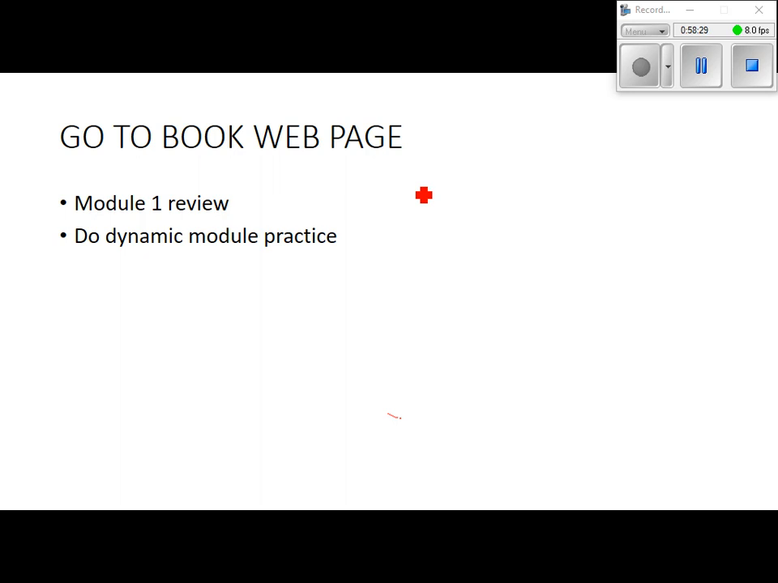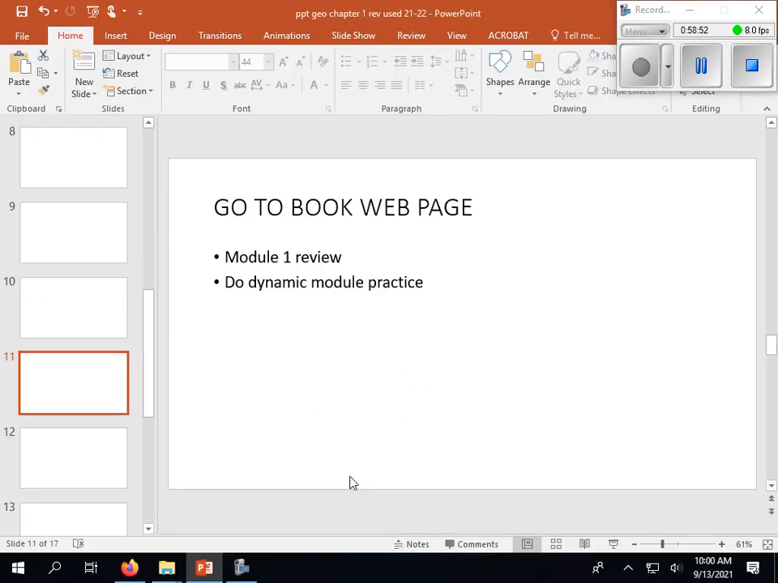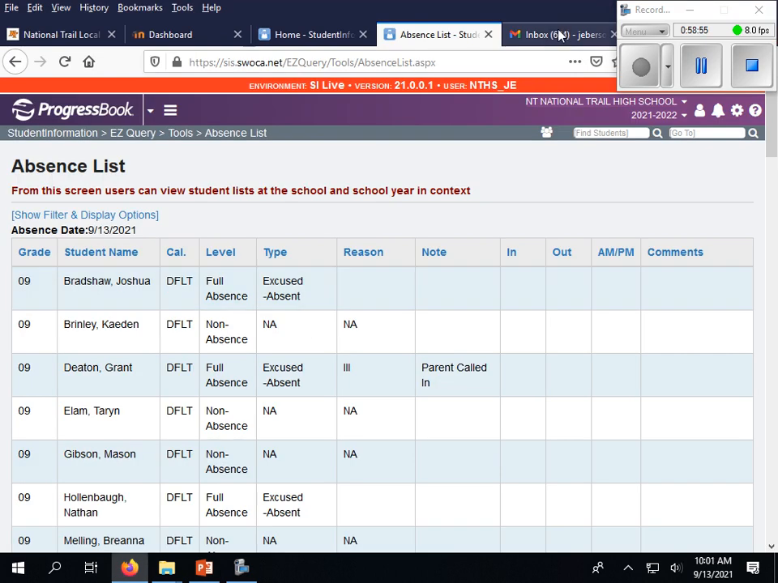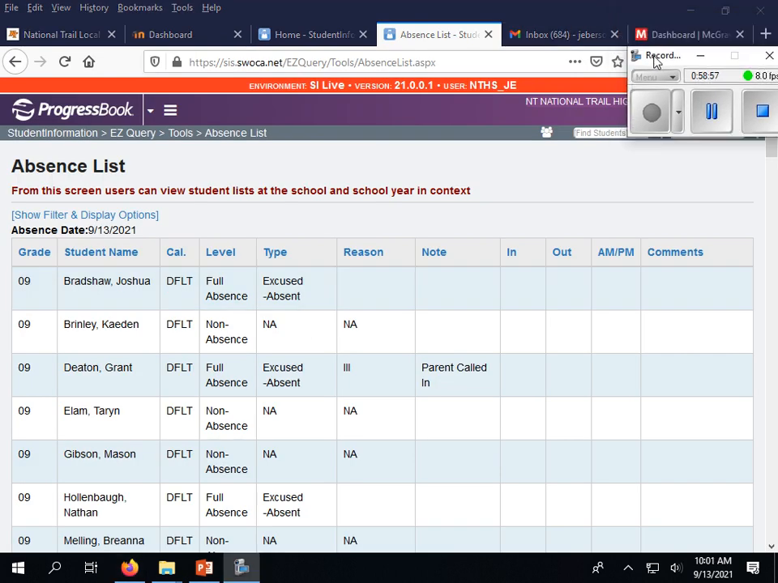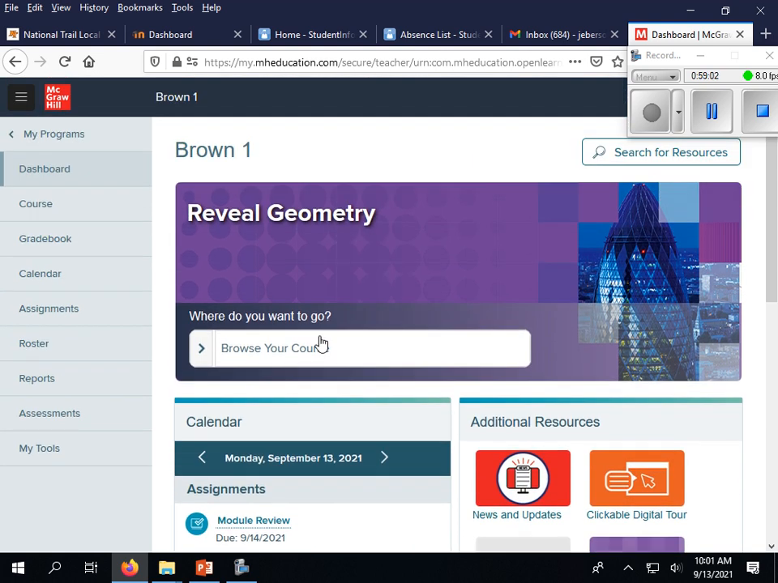What you're going to do next on your computers, go to the book website. Gotta try to get mine set up. You're going to go to the book website, so it'll take me a second to get there. That means you got a second to get yours set up. I want you to get to this page.